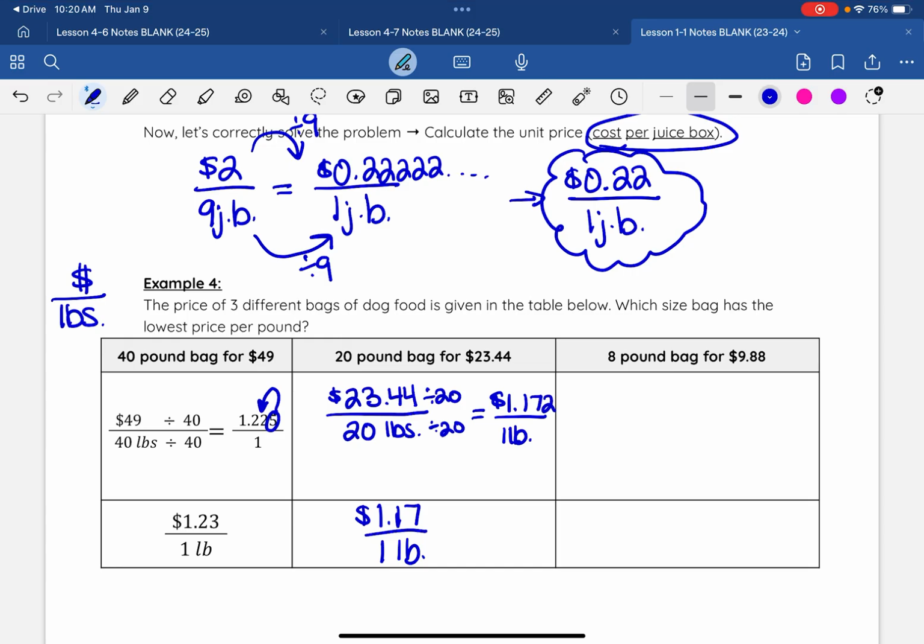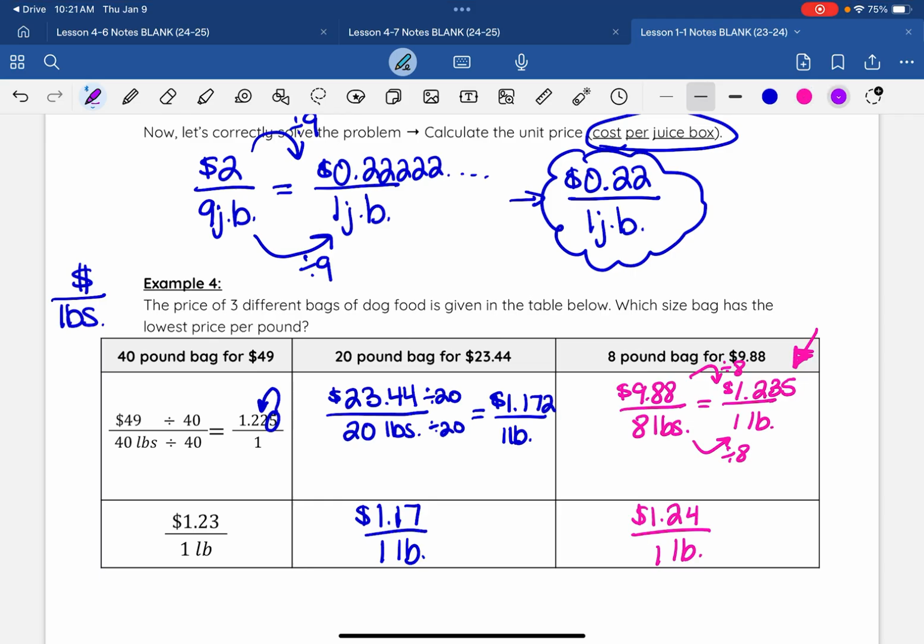Now for our 8-pound bag of dog food, I would have $9.88 for 8 pounds. I want to get down to 1 pound, so I would divide by 8. So $9.88 divided by 8, I would get in the calculator 1.235, but I need to round that 5, taking the 5 and rounding the 3, and this would round to $1.24 for 1 pound of dog food.